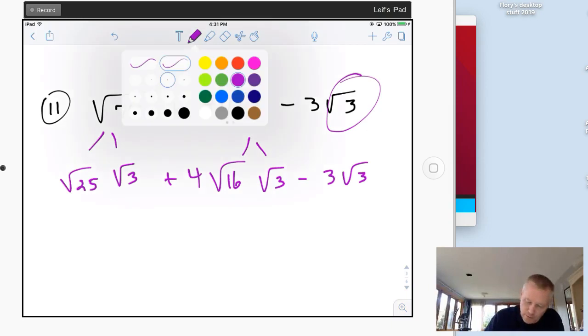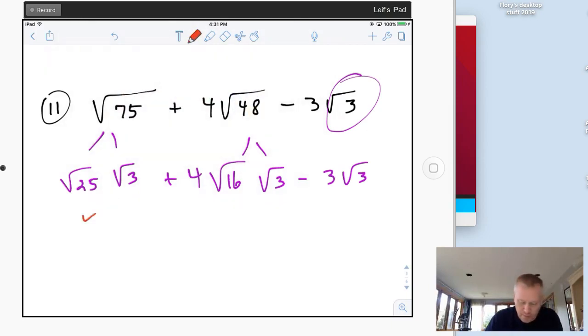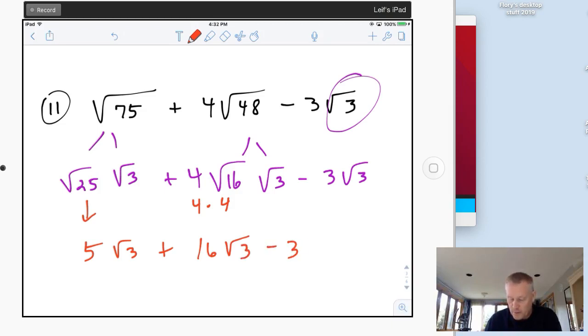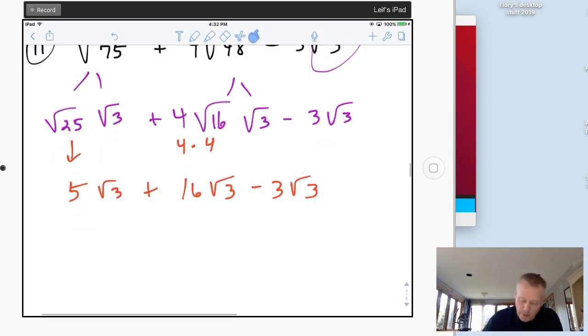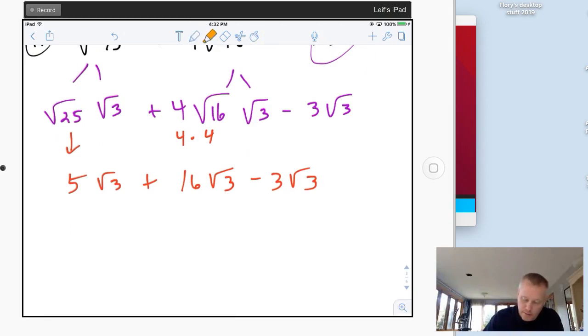All right, so now I can do my perfect squares. Square root of 25 is 5. So I got 5 square roots of 3. Square root of 16 is 4, but remember I have this other 4 here, so I'm going to multiply those two 4's together, and I got 16 square roots of 3 minus 3 square roots of 3. Okay, now I can combine all of these together. I got the 5, I got the 16, and I got minus 3. So 5 plus 16 is 21. 21 minus 3 is 18 square roots of 3.